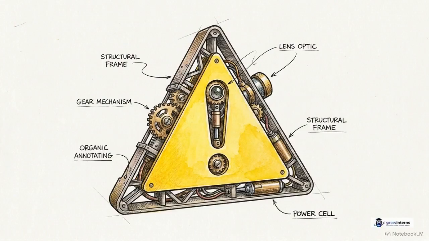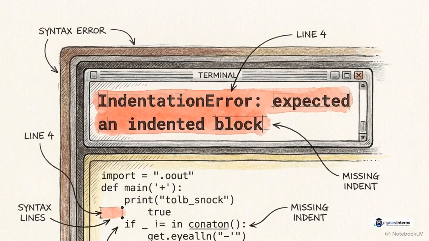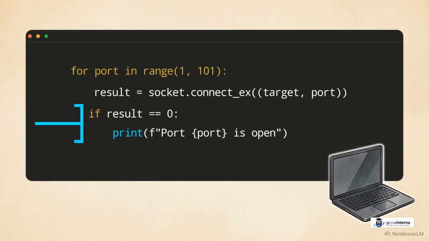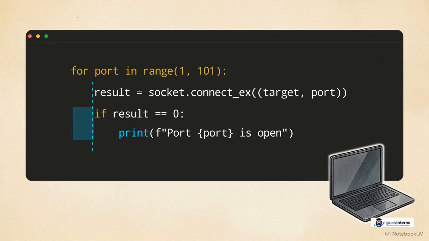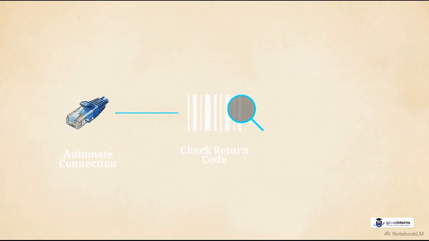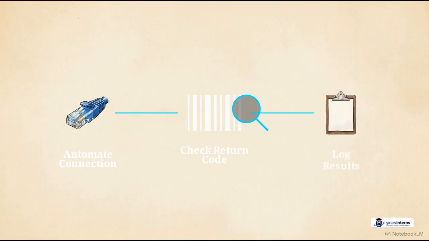Before you run the script, check your spacing. Indentation errors are the most common reason a script fails to execute. Your if statement must be nested inside the for loop. In Python, this requires a specific indentation to tell the computer that the conditional check happens for every single port in the range. Mastering this logic gives you a window into how professional tools work. Enterprise vulnerability scanners follow this same pattern. They automate a connection, check the return code, and log the results.